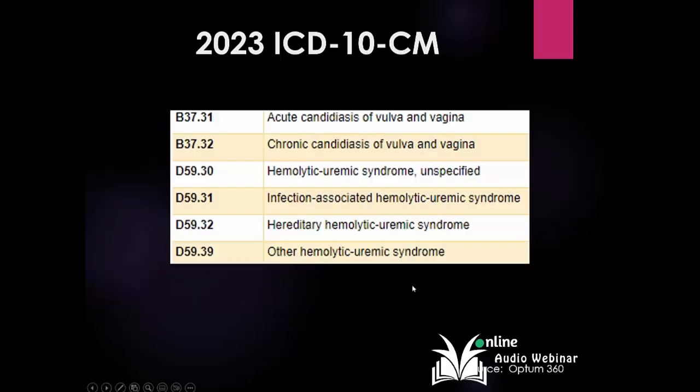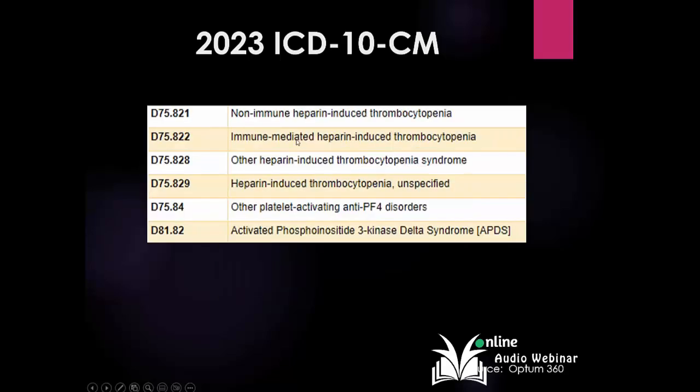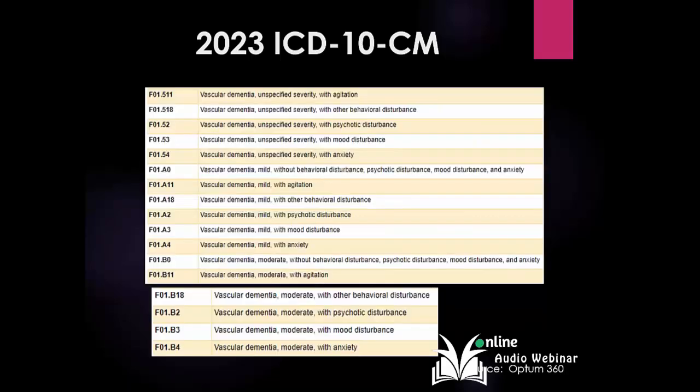So now we'll kind of dive into some of the specific code changes. So with von Willebrand's disease, we've got unspecified, we've got type 1, type 2A, type 2B, non-immune heparin-induced thrombocytopenia, and then we have a lot of new codes for short stature. With dementia, we have so much going on with dementia. We've got 87 new codes just for dementia.